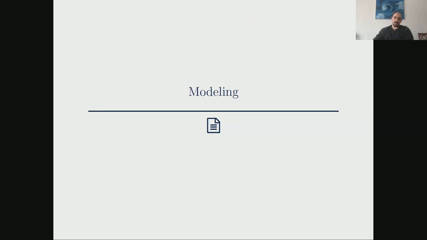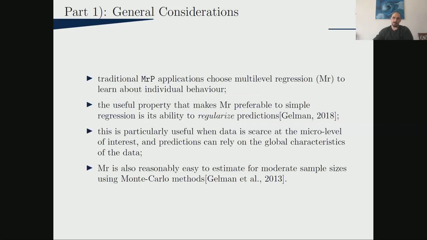Okay. So let's talk a little bit about the modeling and then let's go back to the results. So some general considerations about modeling, which I'll quickly skim through. So first of all, traditional MRP applications use multi-level regression because of its ability to regularize. And this is particularly useful if your data is unrepresentative of certain subunits. For example, if your data set is at the national level, you might not have any observations from some of the subunits of interest. And therefore, using the global mean to impute those subnational units kind of makes sense. And that's what regularization is doing to some degree.